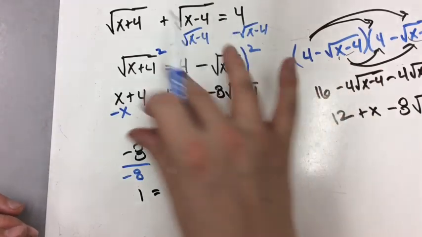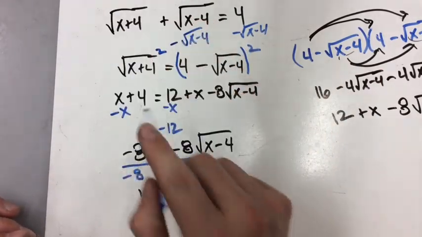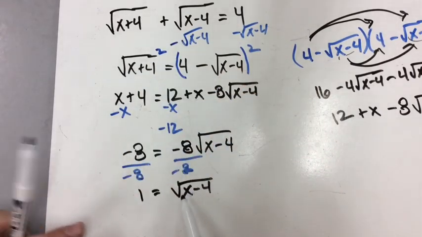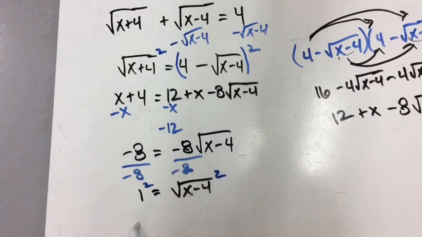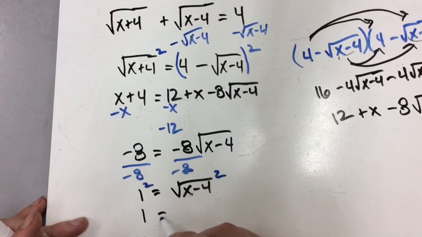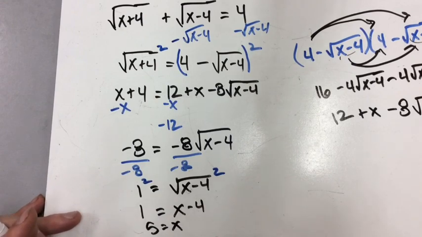All that required here, since we had two radicals, is that we've had to do 2 steps. We cleared this radical, went through the mathematics, cleaned up, and isolated another radical. Now we're just going to square both sides. This 1 squared is 1. Radical x minus 4 squared equals x minus 4. Let's solve for x. We'll get that 5 equals x.